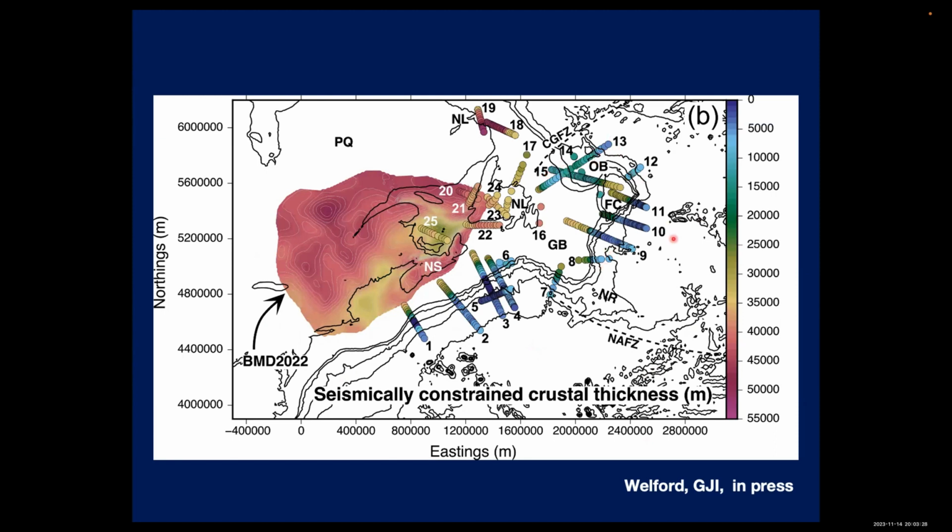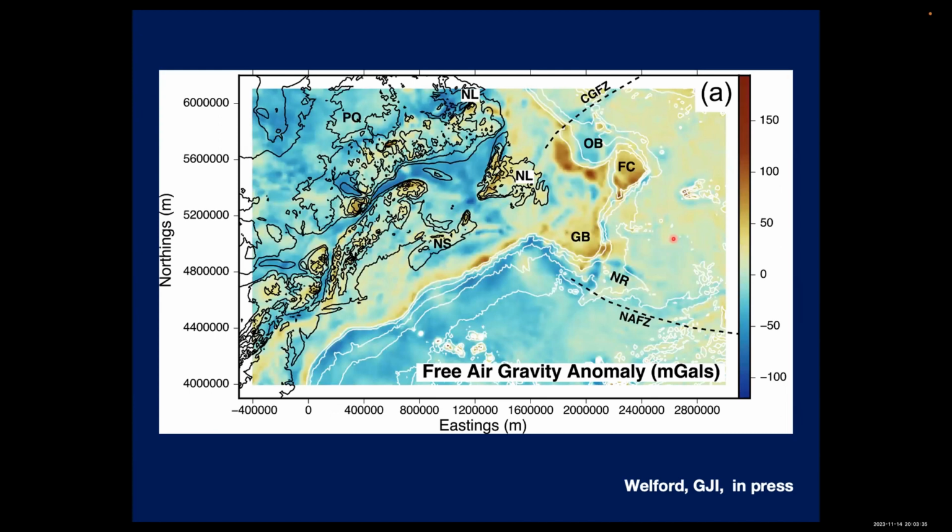But I also want to be able to fill in the gaps so that we can do these plate reconstructions. So to that end, what I like to use is gravity, because gravity is everywhere. So this is the gravity coverage across Atlantic Canada. This is the free air gravity data. And what I ultimately want to be able to do is use this, constrained by the seismic results, to get me crustal thicknesses everywhere. So for gravity, I'm going to specifically use inversion.